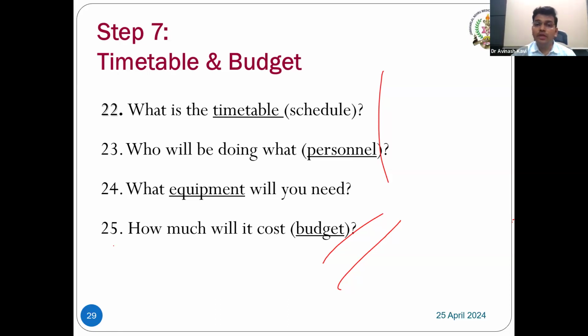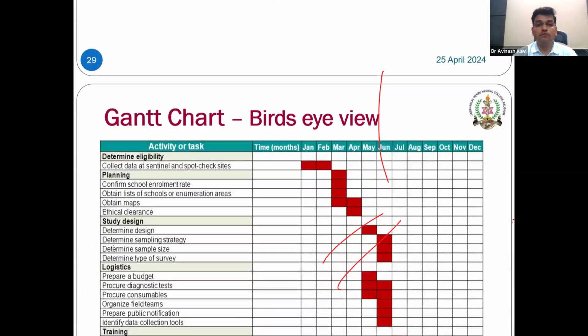And what equipment do we need? Because that will decide the cost to a greater extent. Printing the forms and other things may not take much, but if you are using any equipment for a study, the cost will escalate in greater proportion. And how much it will cost is the actual budget that we are going for.